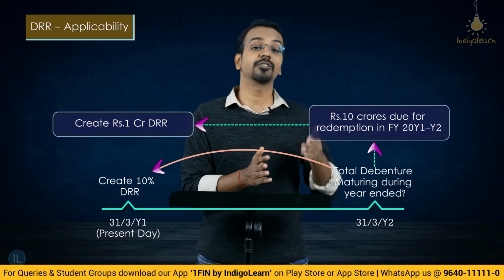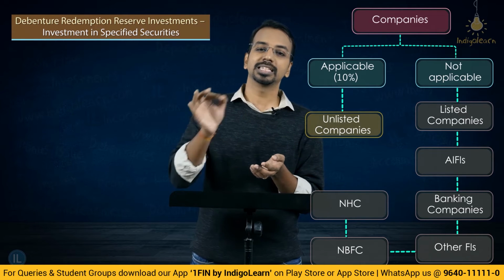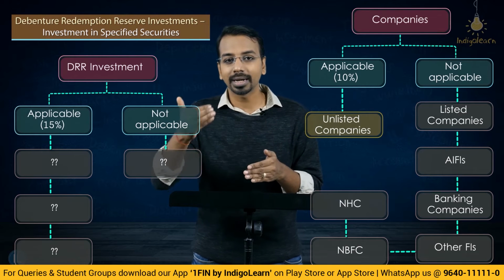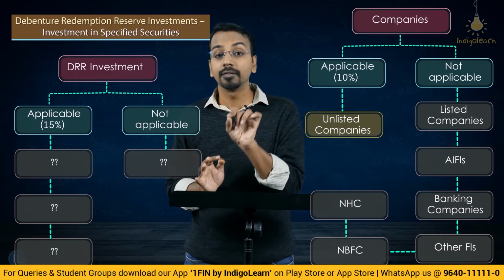So this is the timeline for creation of DRR. Now let us look at the limits prescribed for debenture redemption reserve investments and the timeline for creating debenture redemption reserve investments. Now you may find a disparity, like DRR was applicable to only one company, but what the rules prescribe is, as far as DRR investments or investments in specified securities are concerned, it is applicable to more than one category of companies, and the percentage prescribed is also 15%.